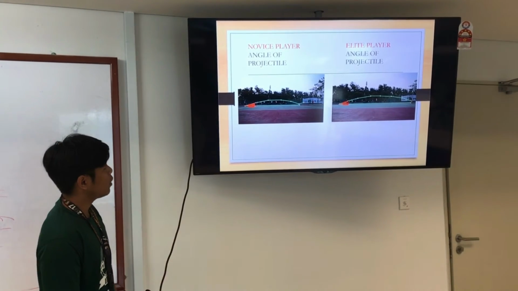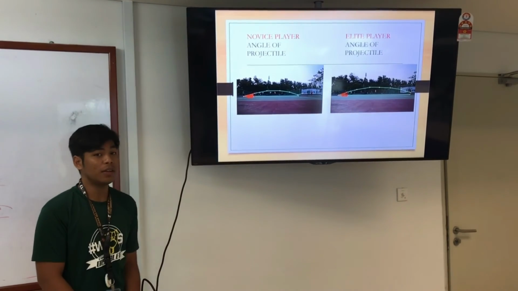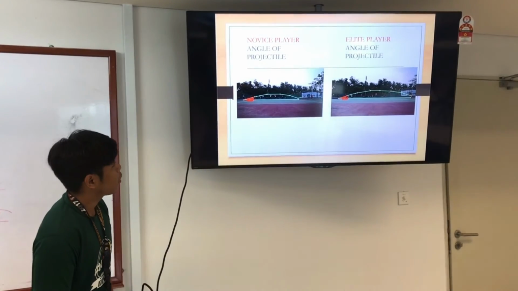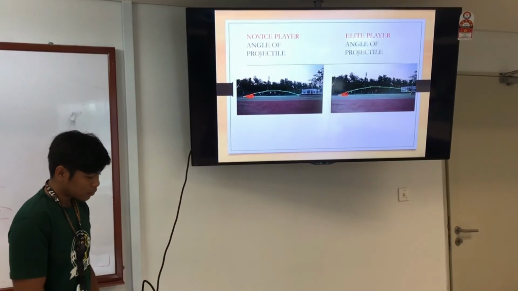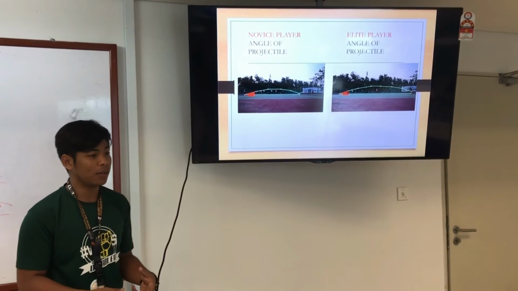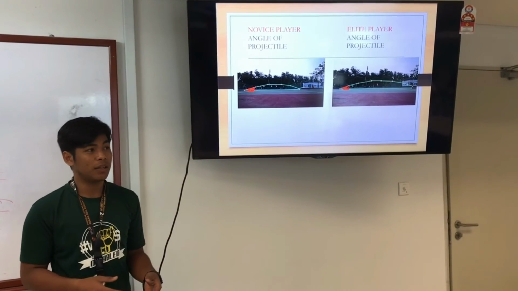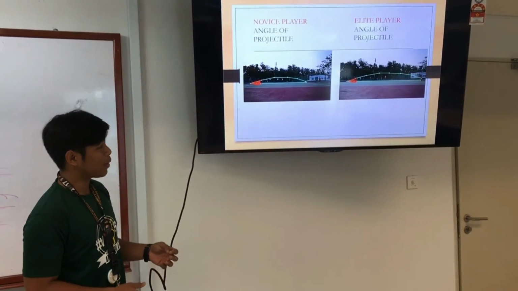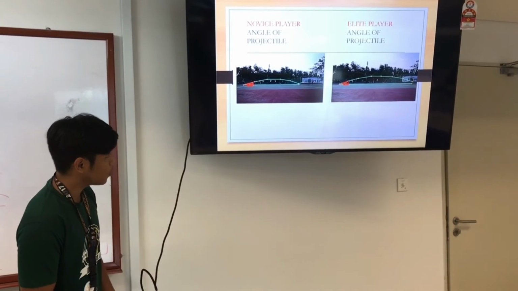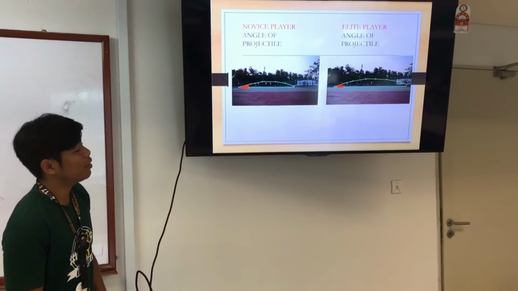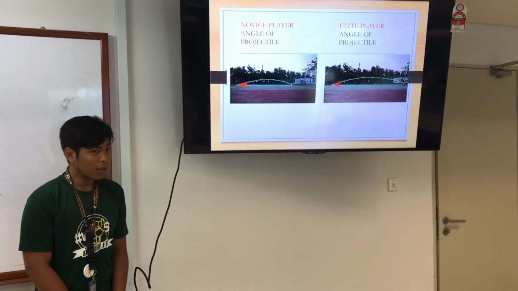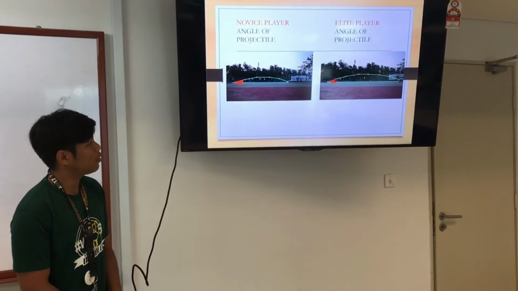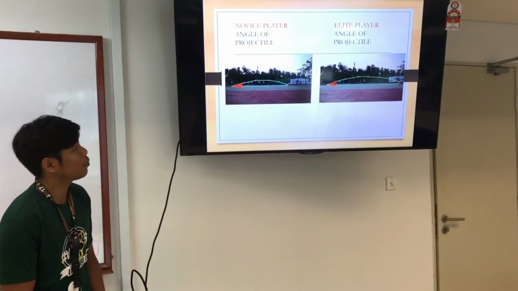So the novice player only gets 15 degrees, resulting in the ball not traveling too far compared to the elite player. Because the elite player has already adapted to the game, he can intercept and anticipate with the passing or long passing. So the elite player decided to make a long pass, resulting in a 20 degree angle of projectile.